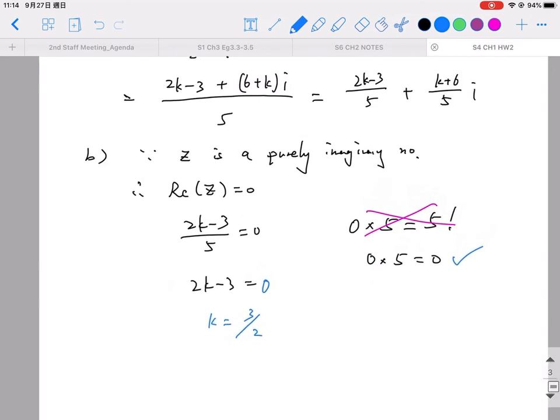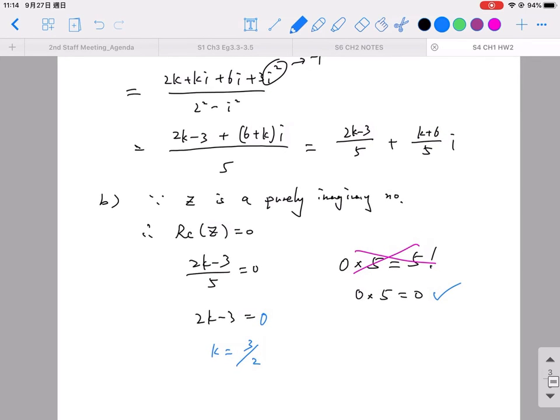So that's the end of the solution of the homework. I hope that you understand and do the correction. Okay, thank you.